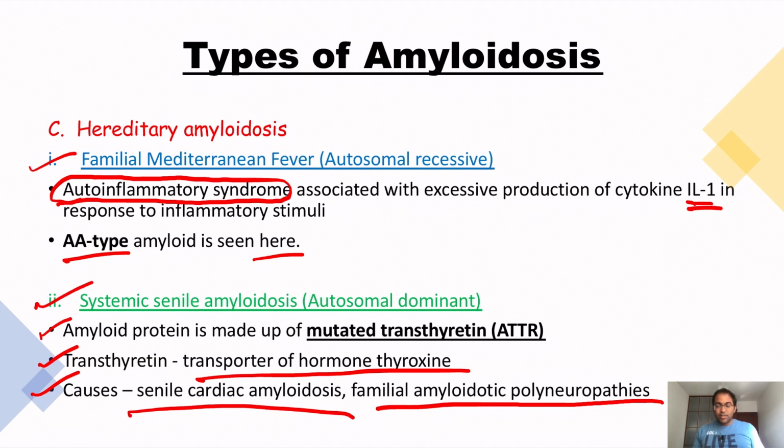So if you have such a mutated transthyretin, this amyloid will deposit in the heart, right? And it will cause problems. That is why it's senile cardiac amyloidosis. It can also deposit in certain nerves, and it can cause polyneuropathies. And why familial? Because obviously this disease is autosomal dominant, right?